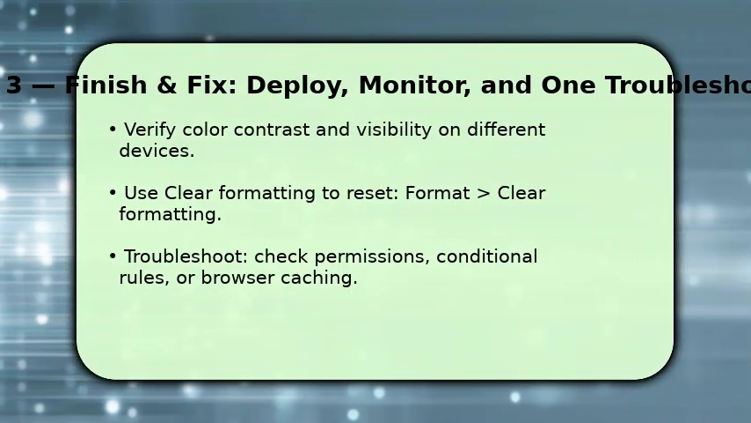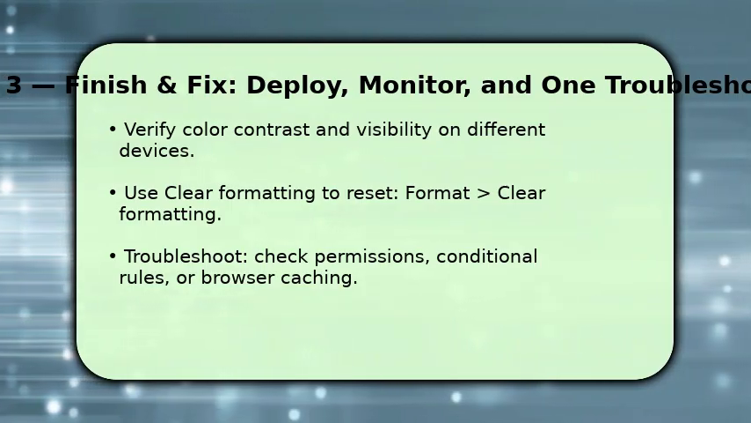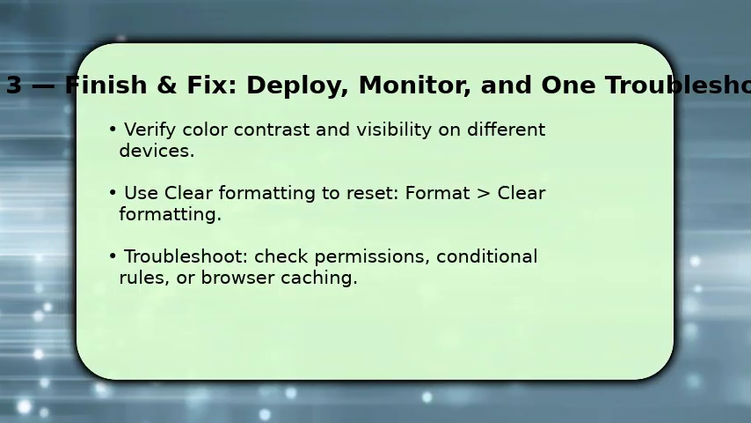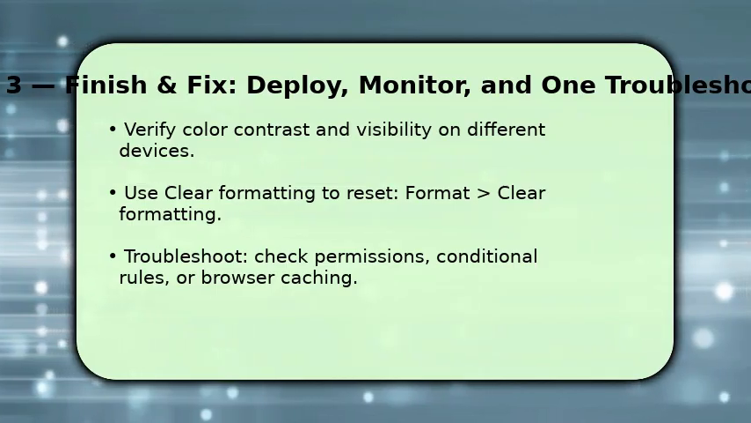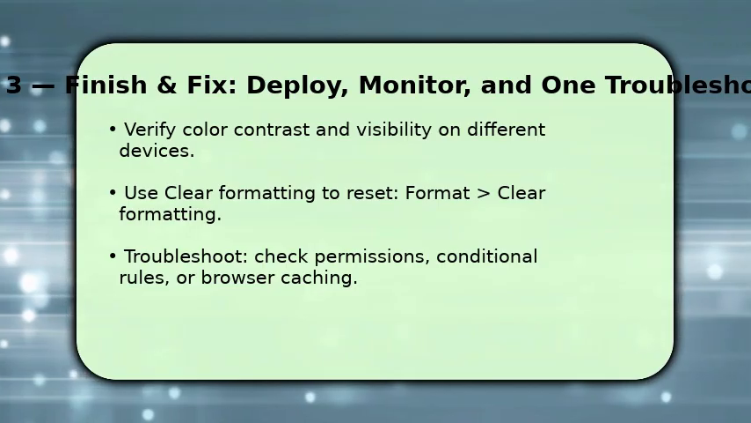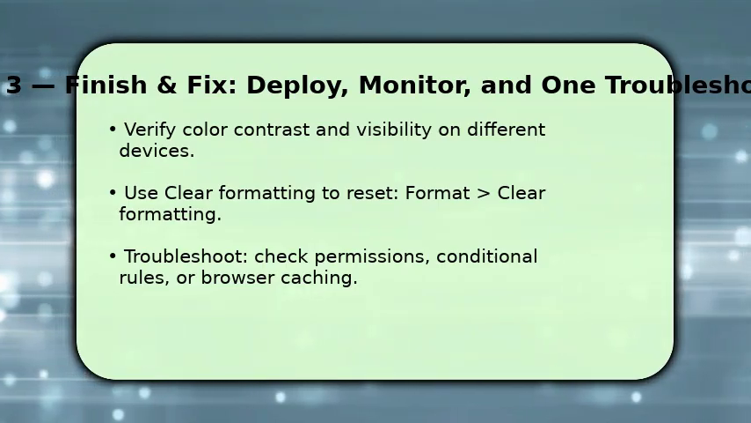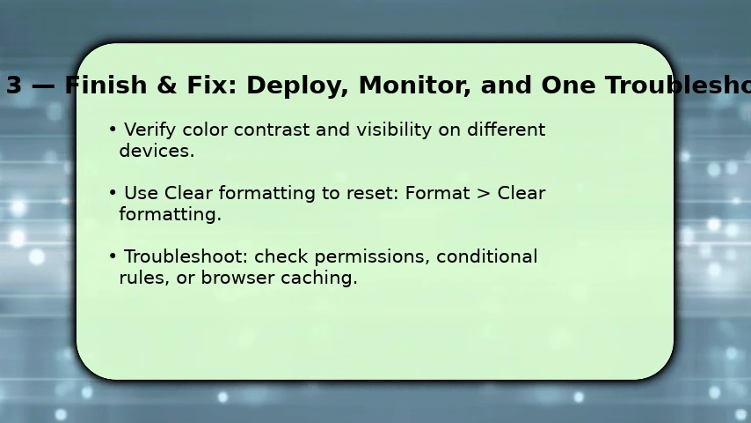If you need to revert, select the cells and use Format, Clear formatting, or undo with Ctrl/CMD+Z. Once done, save and share the updated sheet. If colors don't stick, make sure you have edit rights, check for overlapping conditional formatting rules, and clear your browser cache or reload the sheet to resolve display inconsistencies.